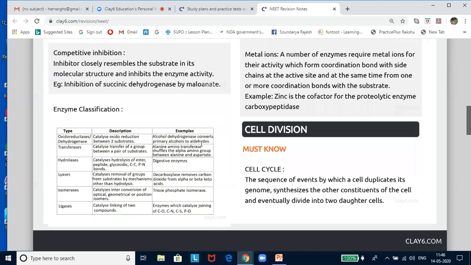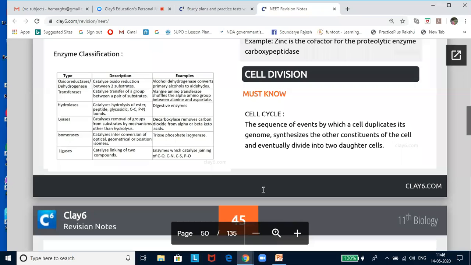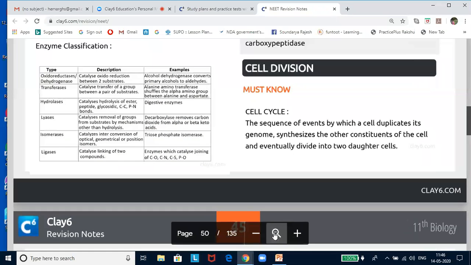Now let us look at the enzyme classification. This is very, very important because questions will be based on this. Either they will ask you for the description or the definition, or to identify the type from the definition, or to give examples. So this table is very, very important. First one is oxidoreductase or dehydrogenase. It catalyzes oxidoreduction between two substrates. Example, alcohol dehydrogenase. It converts primary alcohols to aldehydes.